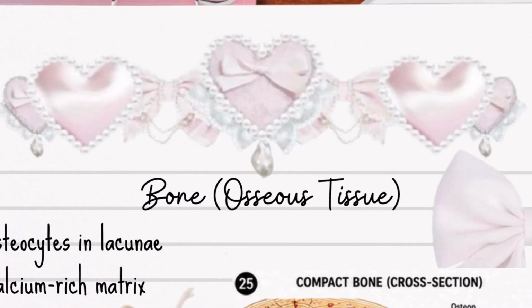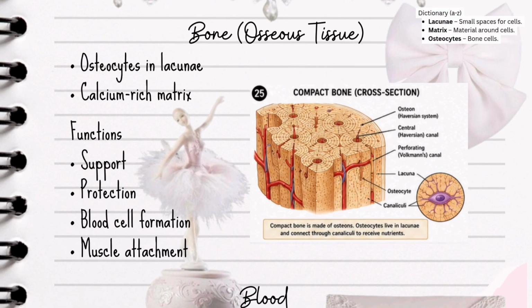Some parts of the body need even greater strength and support. That's where bone comes in. When you hear the word bone, it's easy to think only of the skeleton. But bone is much more than a rigid framework. It is a living connective tissue. Bone, also called osseous tissue, has a hard extracellular matrix rich in calcium and phosphate salts, giving it exceptional strength. Its mature cells, called osteocytes, are housed in small spaces called lacunae, similar to the arrangement of chondrocytes in cartilage.